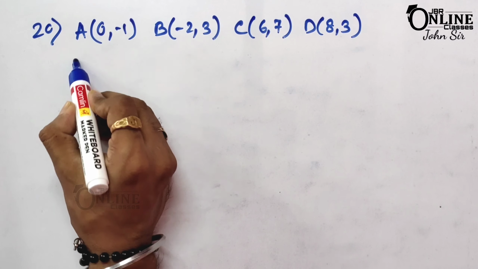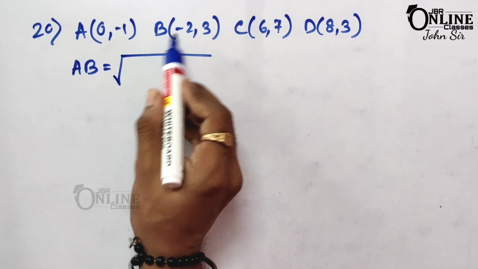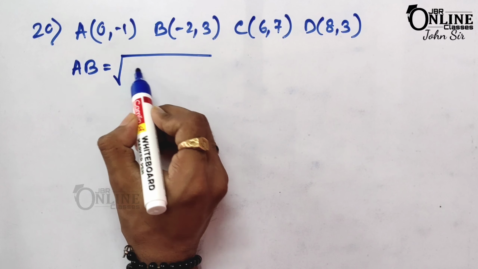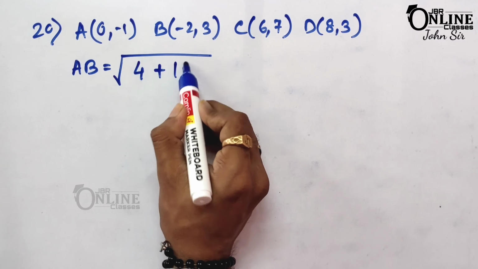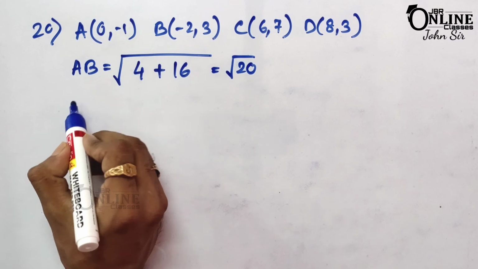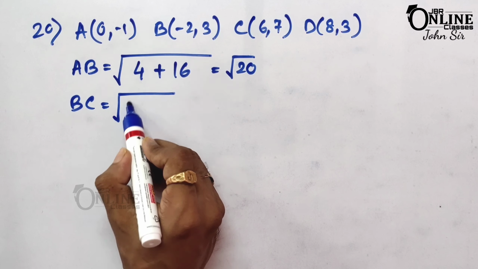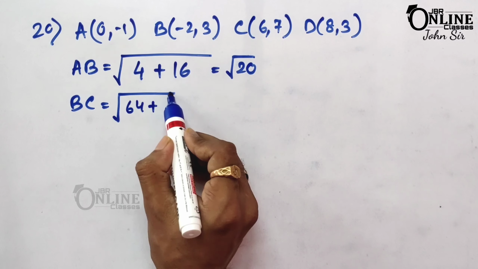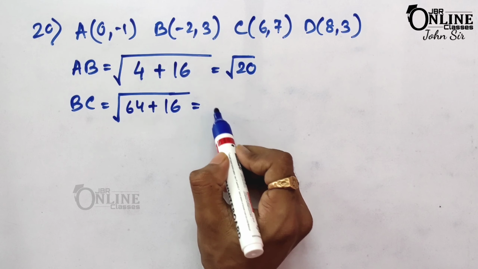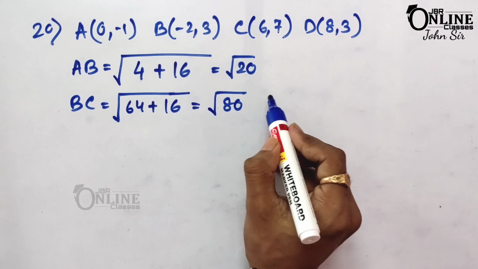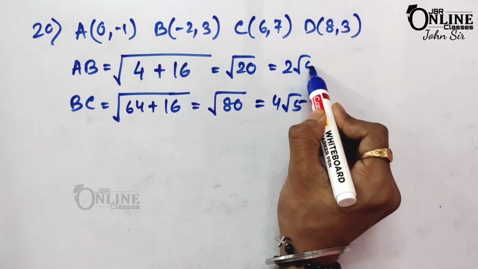So here first you have to find out AB. The value of AB, that means minus 2 minus 0, so it will be minus 2 whole square, so 4. Then 3 plus 1, so 4 square, that means 16, so that equals root 20. Next one BC. BC equals 6 plus 2, that means 8, so 64. 7 minus 3 equals 4, that means 16. So 64 plus 16 equals root 80. Now root 80 means 4 root 5, and root 20 you can write as 2 root 5.